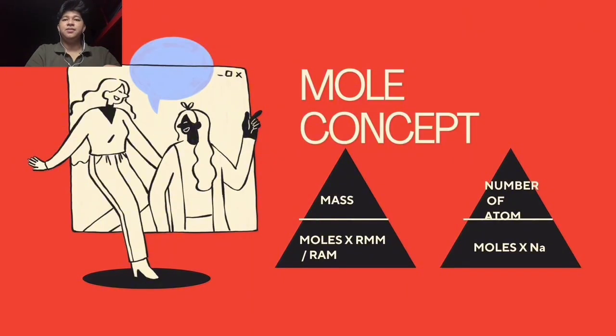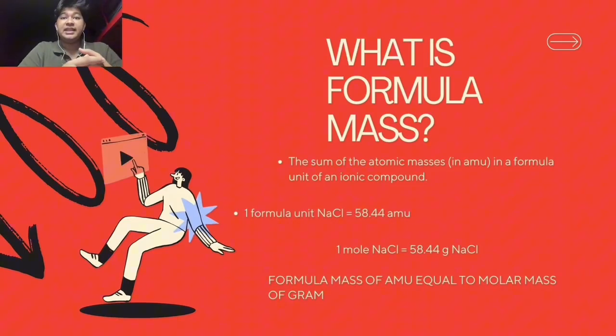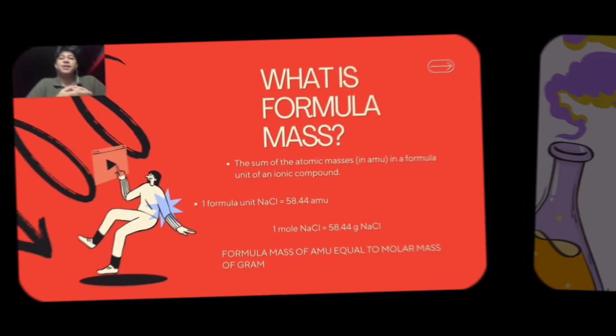So what is formula mass? Formula mass is the sum of atomic masses in amu in a formula unit of an ionic compound. 1 unit NaCl equals 58.44 amu. So 1 mole NaCl equals 58.44 grams NaCl. In simple terms, formula mass in amu is equal to molar mass in grams.